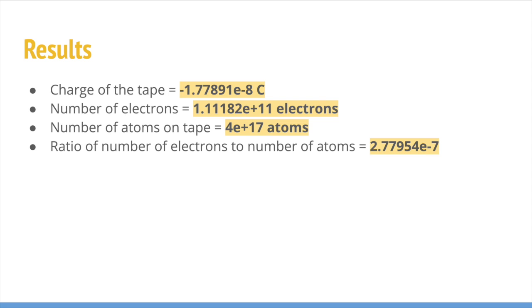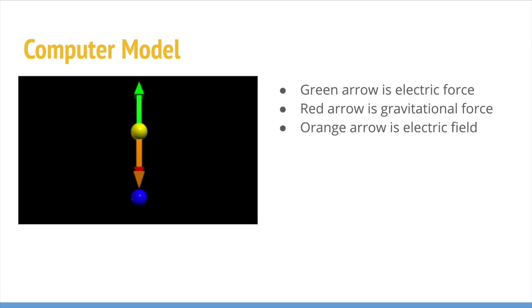This is a list of my results of the charge of the tape, the number of electrons, the number of atoms on the tape, and the ratio of number of electrons to number of atoms. After I did my calculations, I created a computer model to model what the interaction would look like.